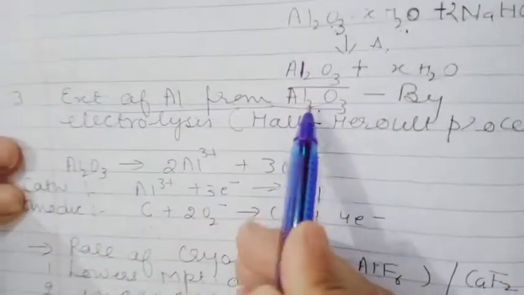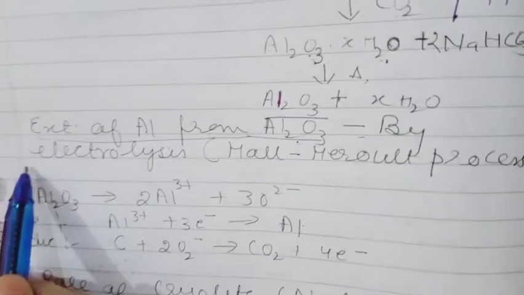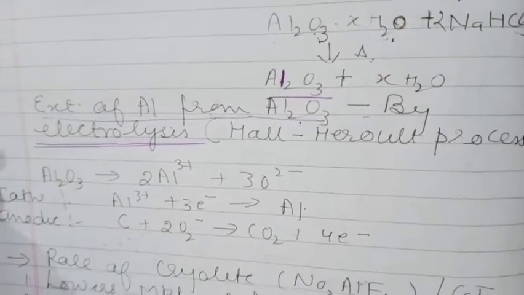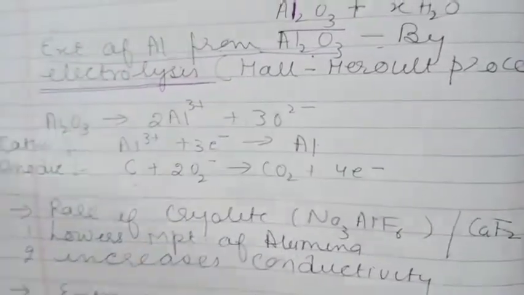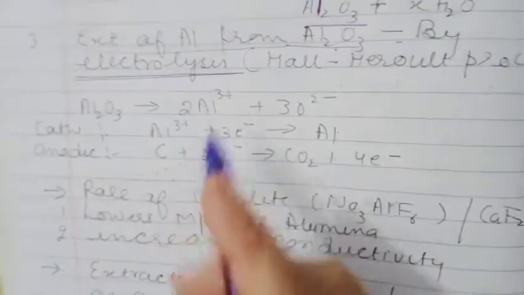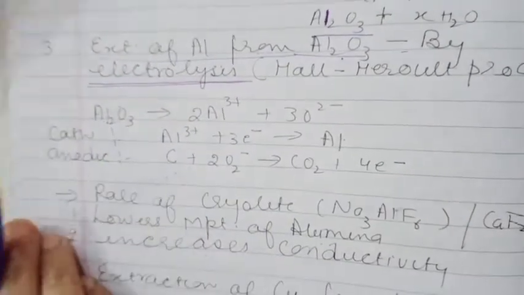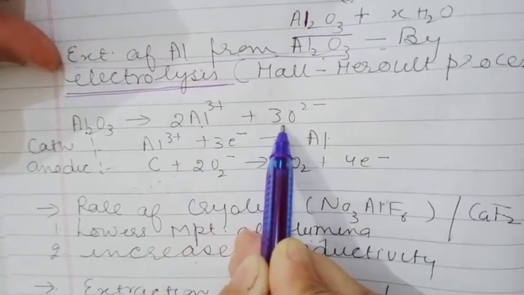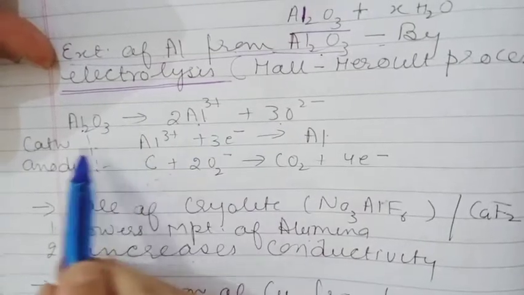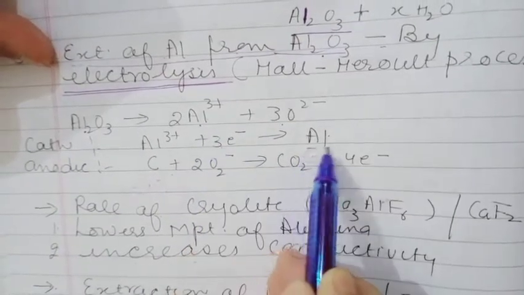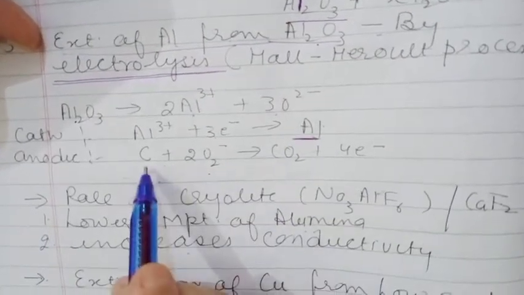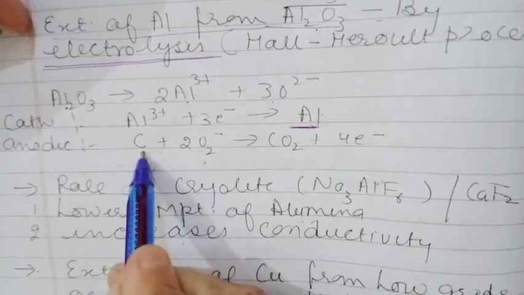Extraction of aluminium from aluminium oxide by reduction. Here electrolysis is done, reduction is carried out by means of electrons or with the help of carbon. For this you can see here, when current is passed through aluminium oxide, it gets decomposed to aluminium 3+ ions and oxide ions. Aluminium 3+ ions move towards the cathode, they accept electrons and get deposited as aluminium metal, while oxide ions move toward the anode where they react with carbon and get converted into carbon dioxide.